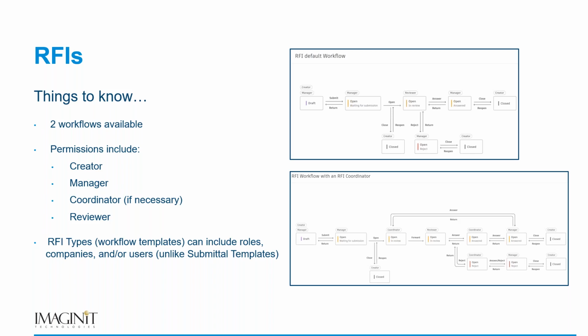But beyond the workflows, a few other things here. When we set up our RFIs, I'll show you this live, but there are different permissions, and we call them roles in the RFI. I tried not to call it roles in the slide because that might be confusing, but for RFIs themselves, we can designate either people, companies, or project roles as creators, managers, coordinators, or reviewers. So there are more permission levels associated to an RFI workflow than we would have for a submittal workflow. So just something to keep in mind. And the RFI types. So RFI types are essentially the templates that we can create for the RFI. And those can include roles, companies, and or users, unlike the submittal templates, which just allow us to associate members to the submittals.